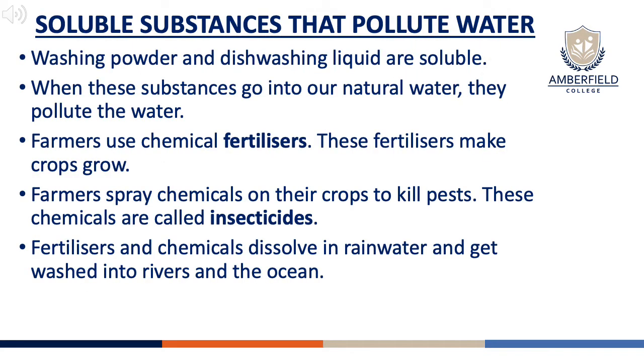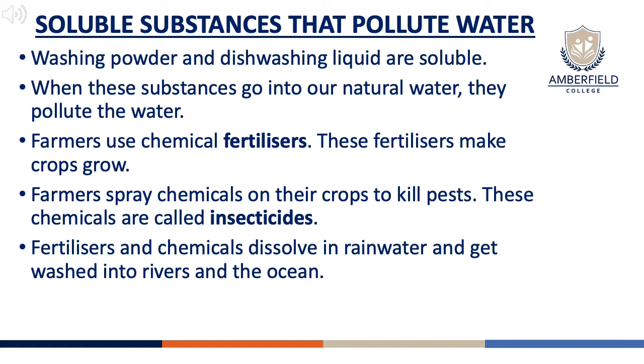Now we're going to take a look at soluble substances that pollute water. These types of substances are substances that dissolve in water. Washing powder and dishwashing liquid are soluble substances. When these substances go into our natural water, they pollute the water. But remember, they dissolve in it, so the chemicals become part of the water.